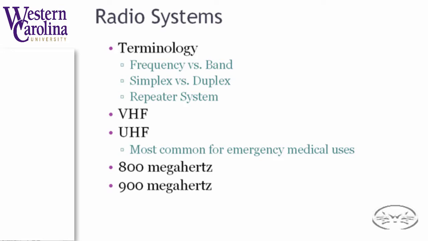From the radio system perspective, again, just a quick review of some of the terminology. We can talk about frequencies versus bands. We can talk about simplex versus duplex systems, repeater systems, very high frequency or VHF, and UHF or ultra high frequencies. More commonly now we're beginning to see 800 megahertz and 900 megahertz radio systems used in EMS. So we'll briefly talk about a few of these radio systems.